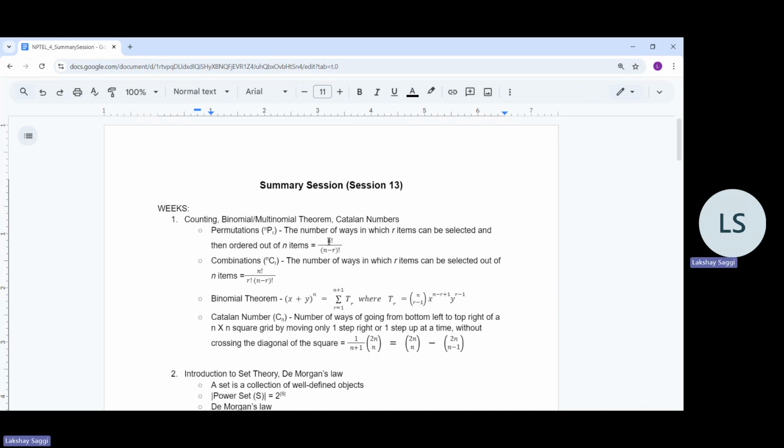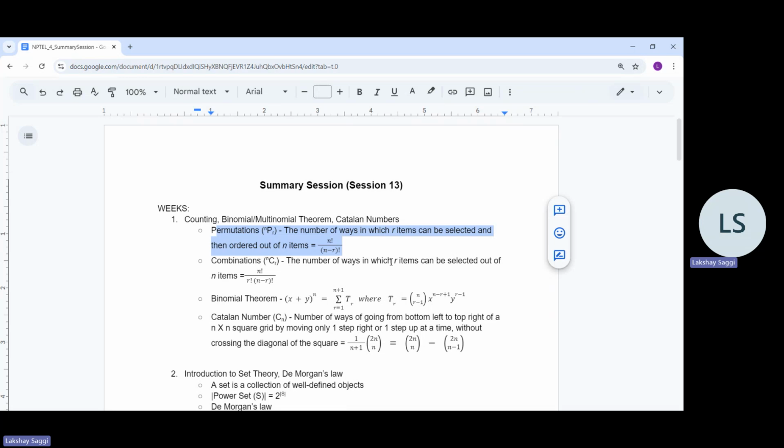Note that obviously here the ordering matters. Let's say there are n items and we select the items 1 to r. Then the orderings 1, 2, 3 till r and r, r minus 1, r minus 2 till 1 will be counted as different in these permutations. If we don't want a distinction between these orderings, that is, we want all orderings to be counted as the same, then that's what we call combinations. Combinations are just the number of ways in which r items can be selected out of n items.